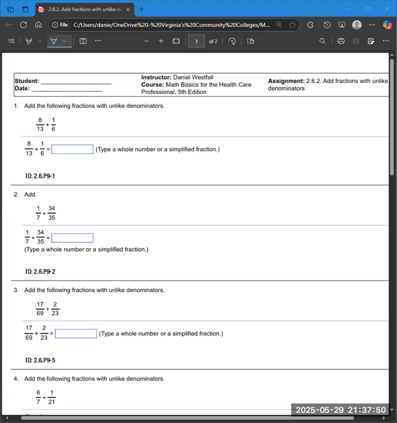In this video, we're going to talk about Chapter 2, Section 6, Objective 2, where we add fractions with unlike denominators. We have just a couple different types of situations that we're mainly going to talk about. So this first problem is the first situation where 13 and 6 have no common factor. They're what's called relatively prime, meaning the only factor that they share in common is 1.